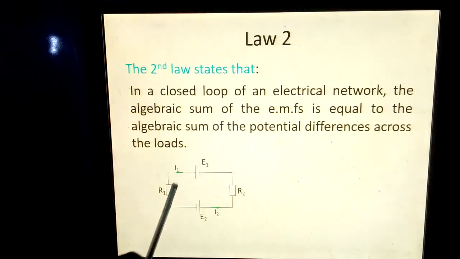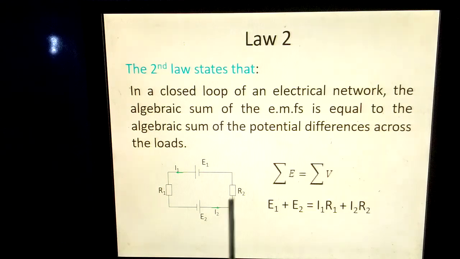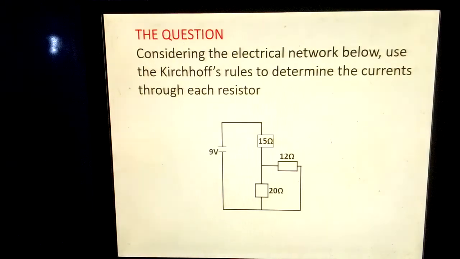So I have decided to go around the loop this way. For that matter, the sum of EMFs in the loop is E1 plus E2, because I'm going around the loop this way, I'm not moving against the direction of any current. So the sum of EMFs in the loop is equal to the sum of potential differences. From Ohm's law, I1 times R1, that's the potential difference across R1. Then I2 times R2, that's the potential difference across R2. So E1 plus E2 is equal to I1 R1 plus I2 R2. That is how we apply Kirchhoff's second law.